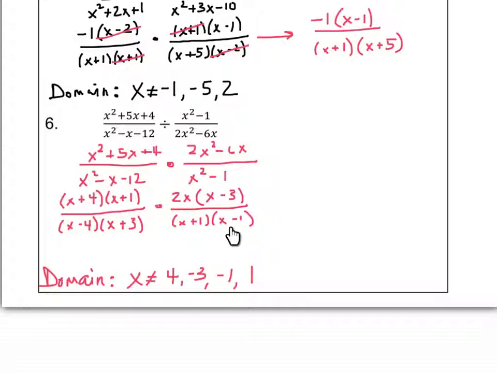And once I'm done with that, now I can cancel out things that are the same. And you'll notice there's not a lot that's the same. The only things that are the same are the x plus 1 and the x plus 1. So now I'm going to combine everything together. So I've got a 2x. Now, it doesn't matter what order you put them in.